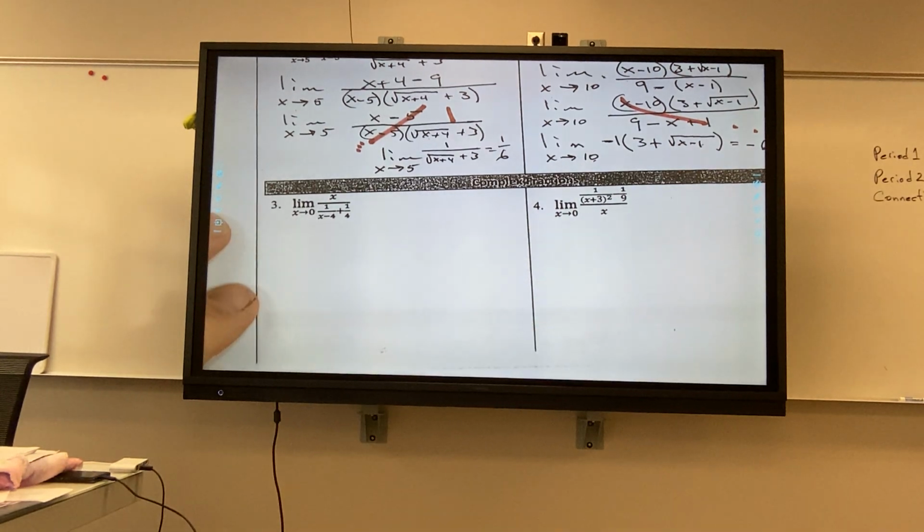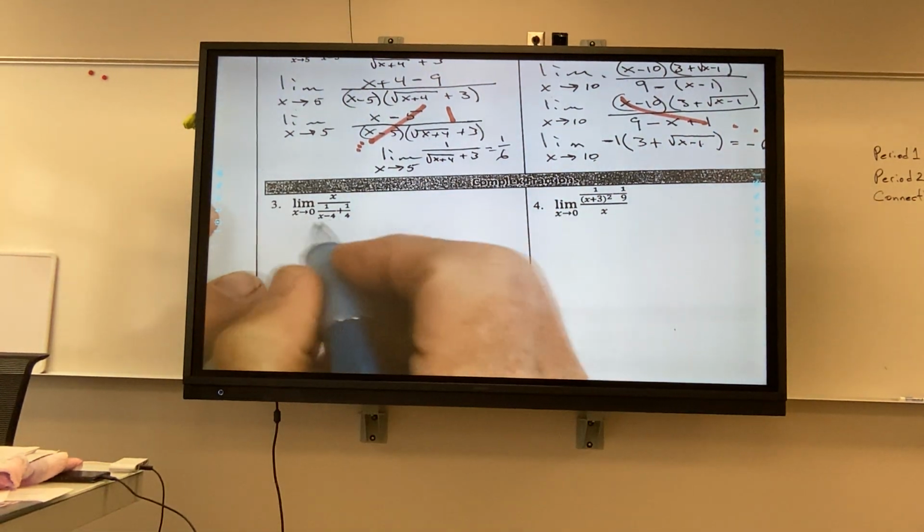All right. Tyler, am I going to use conjugates here? Do I have square roots? No. I have fractions, right? In a fraction, I've got to simplify the fraction, correct? Right?